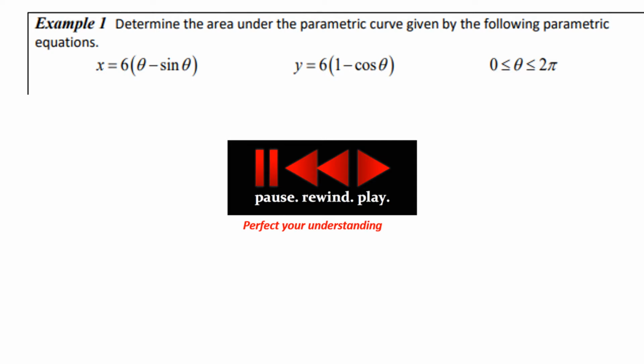And let's do an example. Determine the area under the parametric curve given by the following parametric equations. So x is equal to 6 times the whole of theta minus sine theta, and y is equal to 6 times the whole of 1 minus cosine theta, as theta runs from 0 to 2 pi.